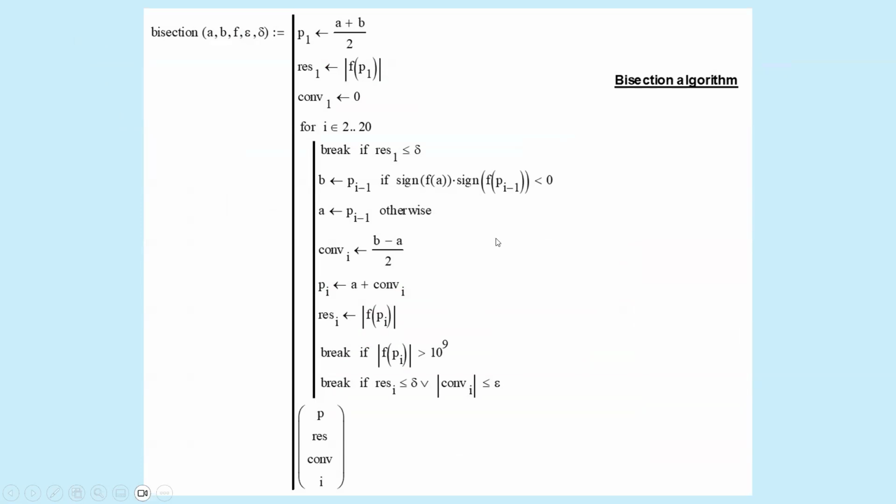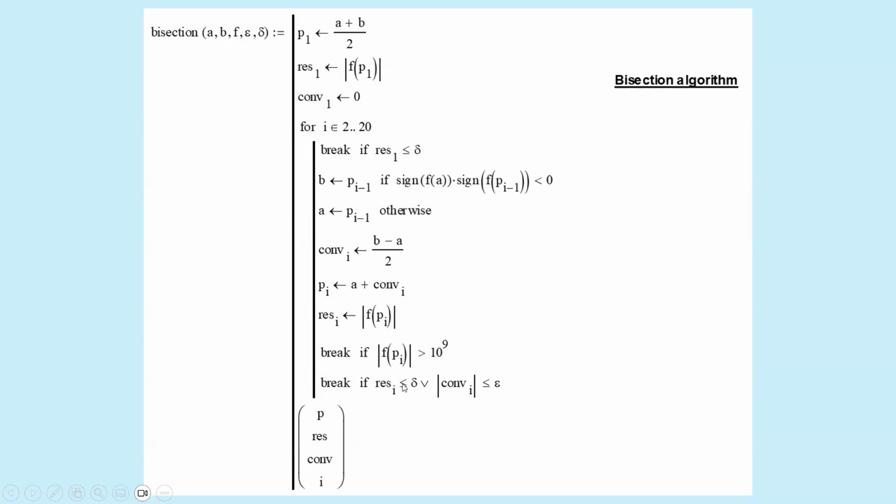For the coding, as you can see, P1 is the midpoint. This shows the residual. The epsilon is the tolerance that is defined by the user. And we check the signum function. If it is negative, the midpoint becomes B. Otherwise, the midpoint is considered as A. This is the iterative convergence, and we check the residual. If the residual is less than the tolerance, we stop the algorithm, okay?